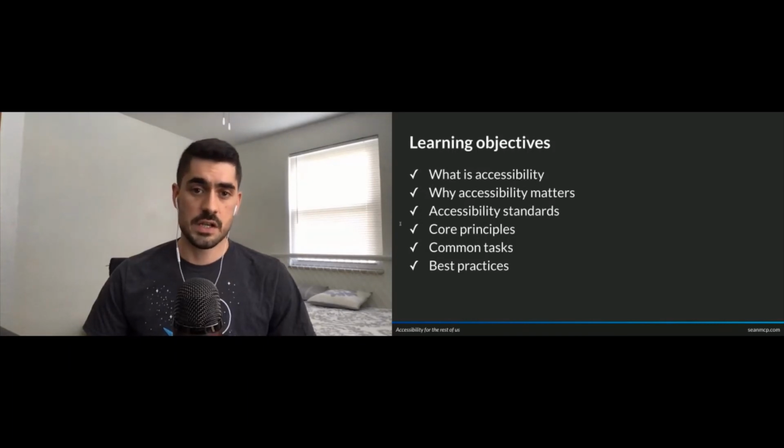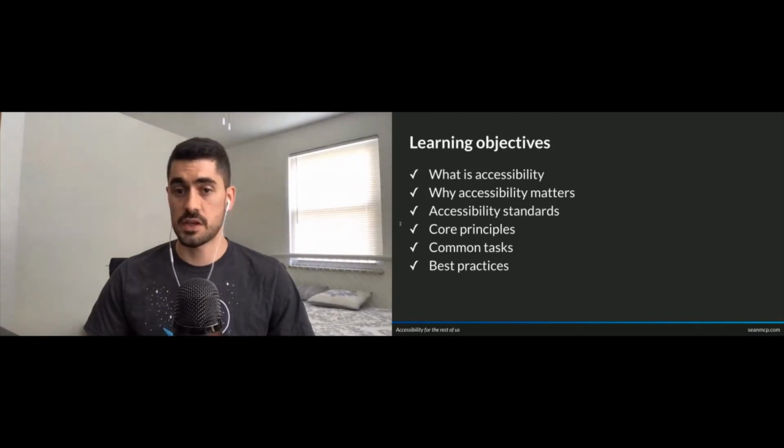We looked at the WCAG's 4 principles: perceivability, operability, understandability, and robust. And we went over some common accessibility tasks with code examples. And finally, we ended with some best practices like prioritization, testing, and advocacy.